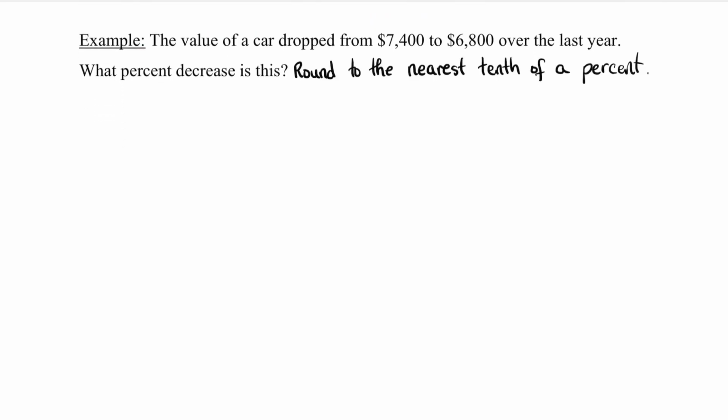Example 1. The value of a car dropped from 7,400 to 6,800 over the last year. What percent decrease is this? Round to the nearest tenth of a percent. The value of the car changed from 7,400 to 6,800, and the question is asking for the percent decrease. This is equivalent to relative change.